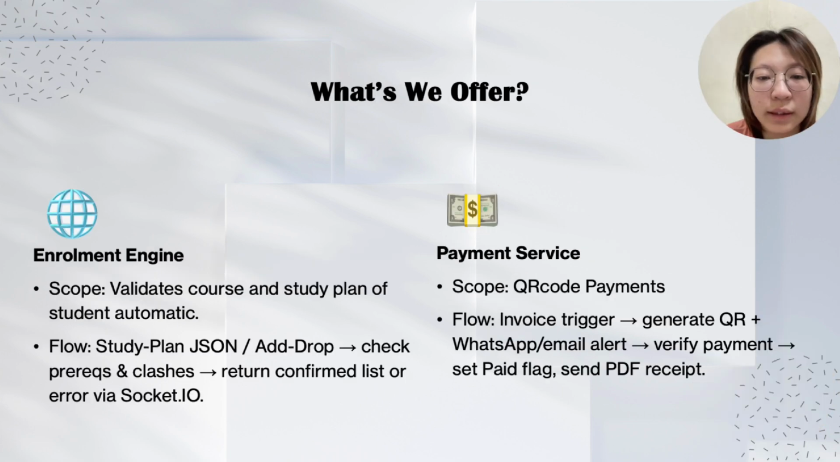So what we offer is the enrollment engine with the MVP, and it will validate the course and the study plan of the student automatically, compared with now, where the HOP needs to manually check every student. And a payment service, where we add QR code payment, as now there is only credit card payment.